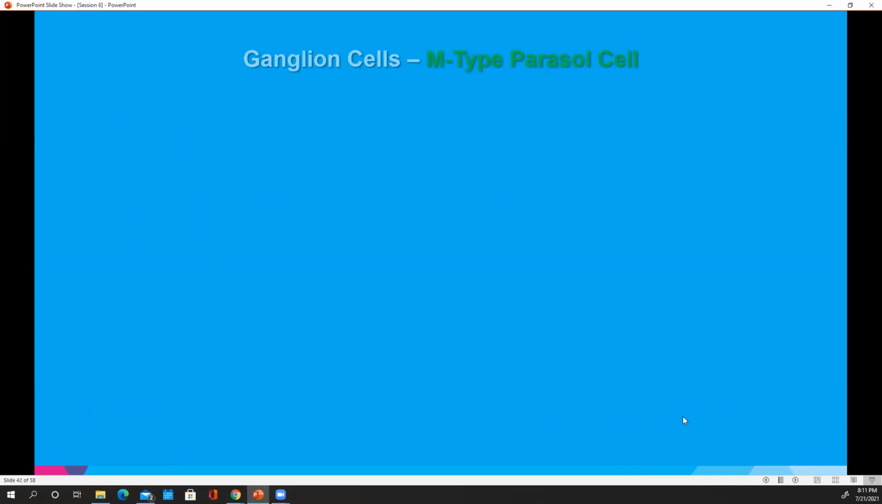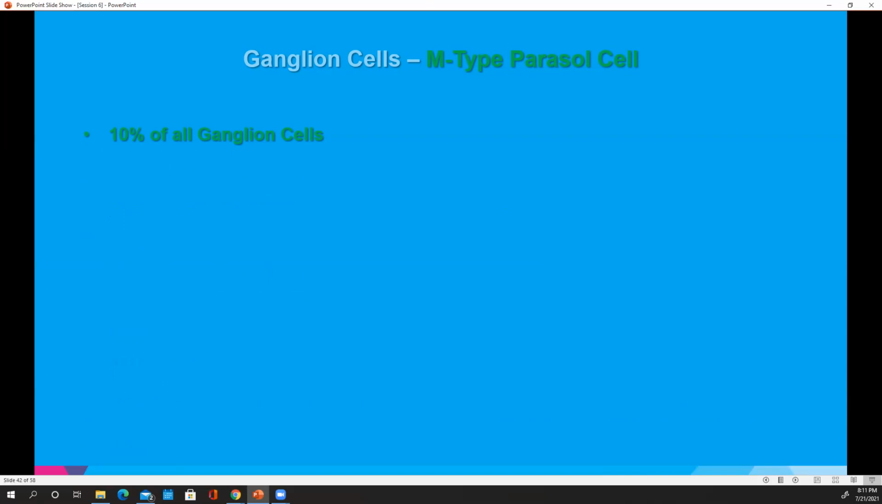Next one, the flip, or his counterpart, M-type parasol cell. M-type parasol cell. Again, this is only about 10%. Let's say 12, so that way it's second. Okay, because the other one's going to be 10, and then it's like, wait, which one's second? This is the second most common as we think of now, I believe.